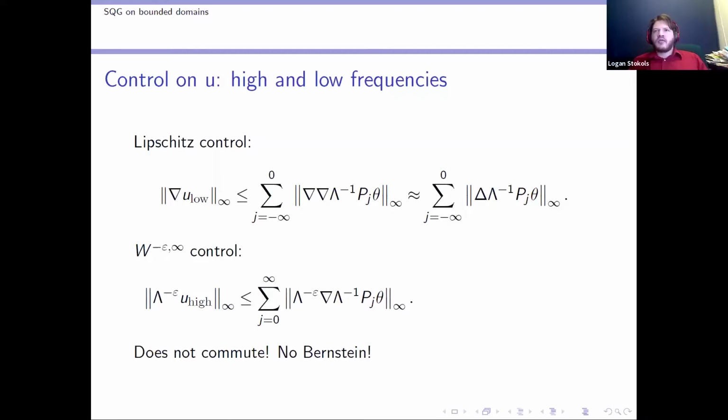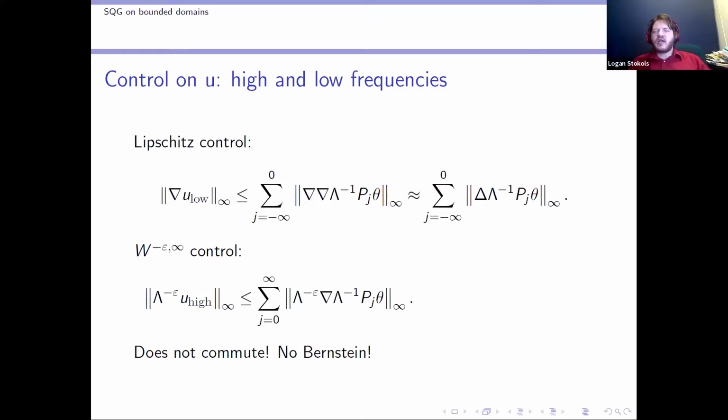Okay. So then the hard part is controlling the high frequency terms. If we want to take lambda minus epsilon of the high frequency part, we do the same thing. We commute it through the sum with the triangle inequality, and we end up with lambda minus epsilon of the gradient of lambda inverse of the projection. And here we have these lambdas on either side of the gradient. They want to cancel out, but they can't because they do not commute with the gradient. They can't get to each other. We can't apply the Bernstein inequality. This is difficult to deal with.